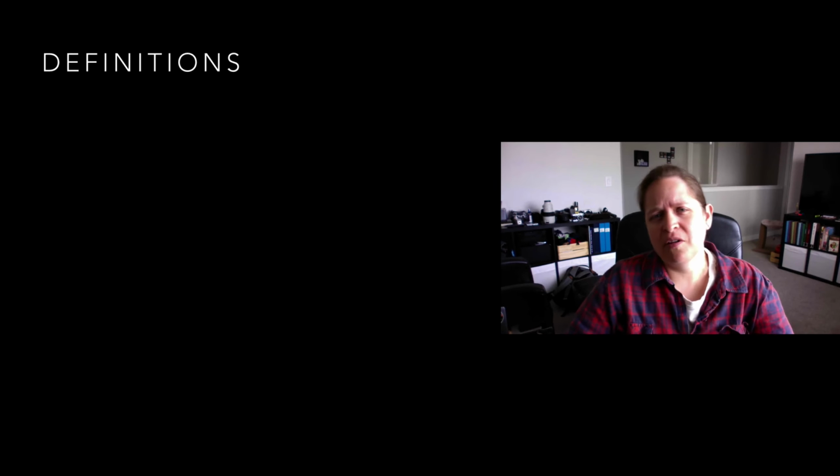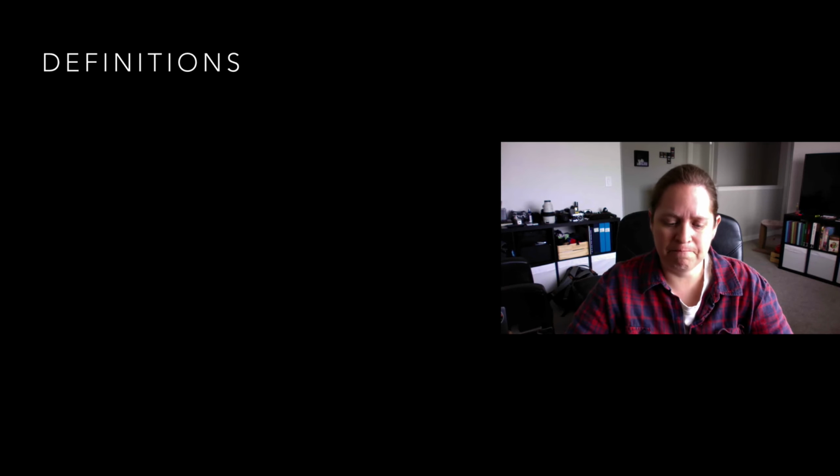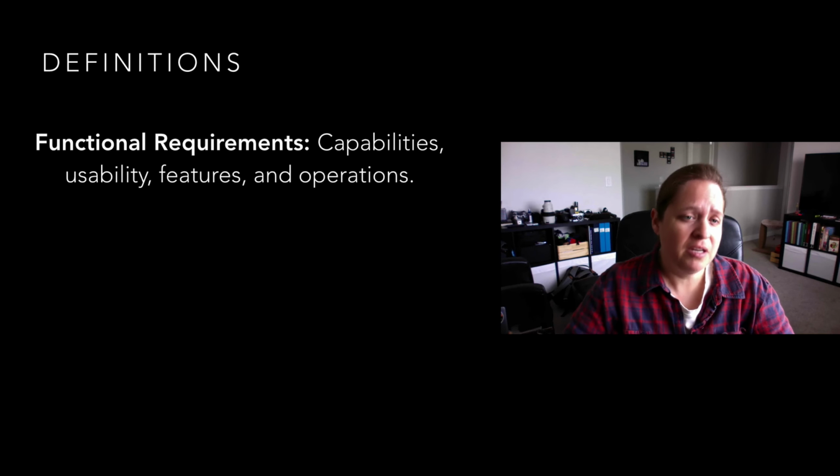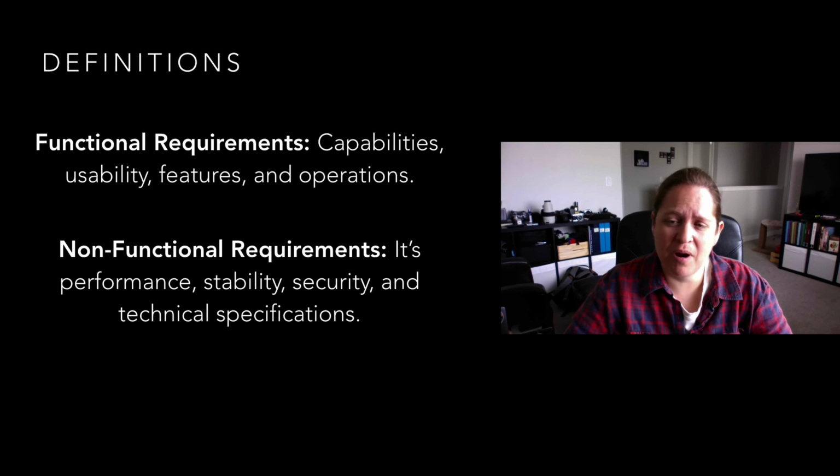Okay, so let's start out with our definitions. Now, there's usually two types of requirements. And so personally, I've never seen it go down this granular, but you could probably do that. So the first one is the functional requirements. So that covers the capabilities, usability, features, and operations of a product. Okay. Next, you have the non-functional requirements. So it's performance, stability, security, and technical specifications.